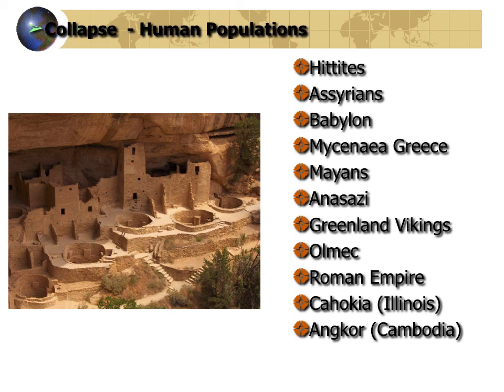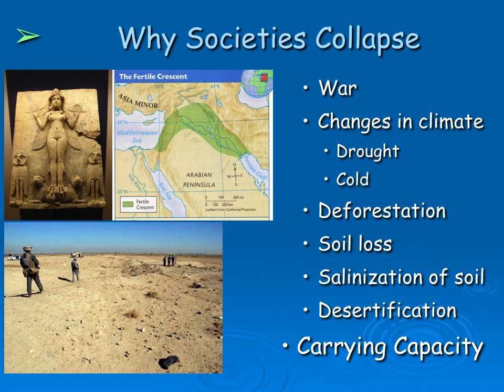And the question historians often ask is why? And often they can document war, or they may say changes in climate, drought, or cold waves reduced farming, and so there was famine and the cities were abandoned. We can also associate this with things like deforestation, soil loss.